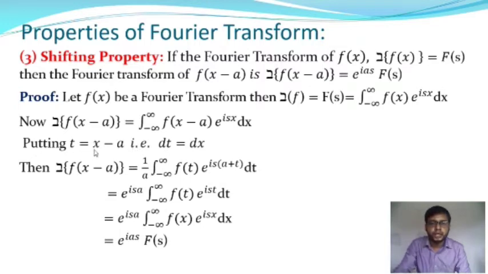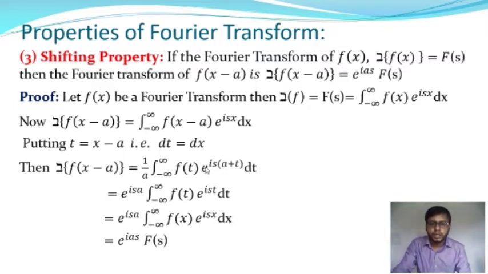So when we put x is equal to minus infinity, we will get t is equal to minus infinity. As well, when we put x is equal to plus infinity, then from this equation we will get t is equal to infinity. So therefore the definite integral will be changed, but the limit will remain the same. Okay, so then from this, zeta of f of x minus a is equal to 1 by a into the integration from minus infinity to plus infinity of f of t into e to the power i s into a plus t into dt. So here x is equal to a plus t. Okay, and if we put x is equal to a plus t, we will get this one.